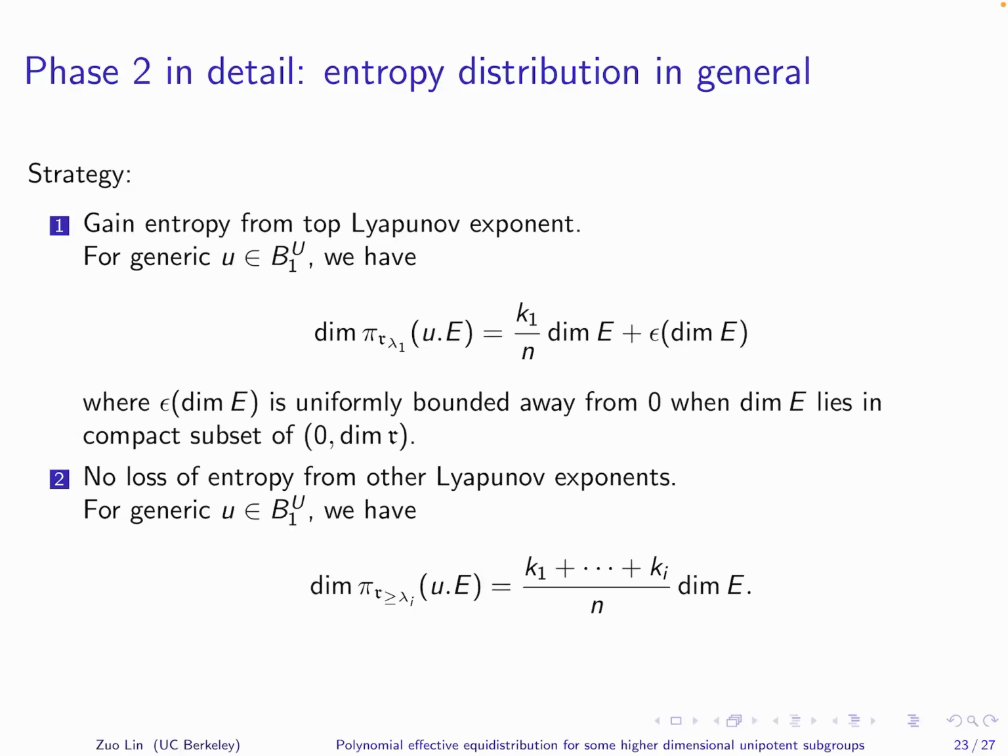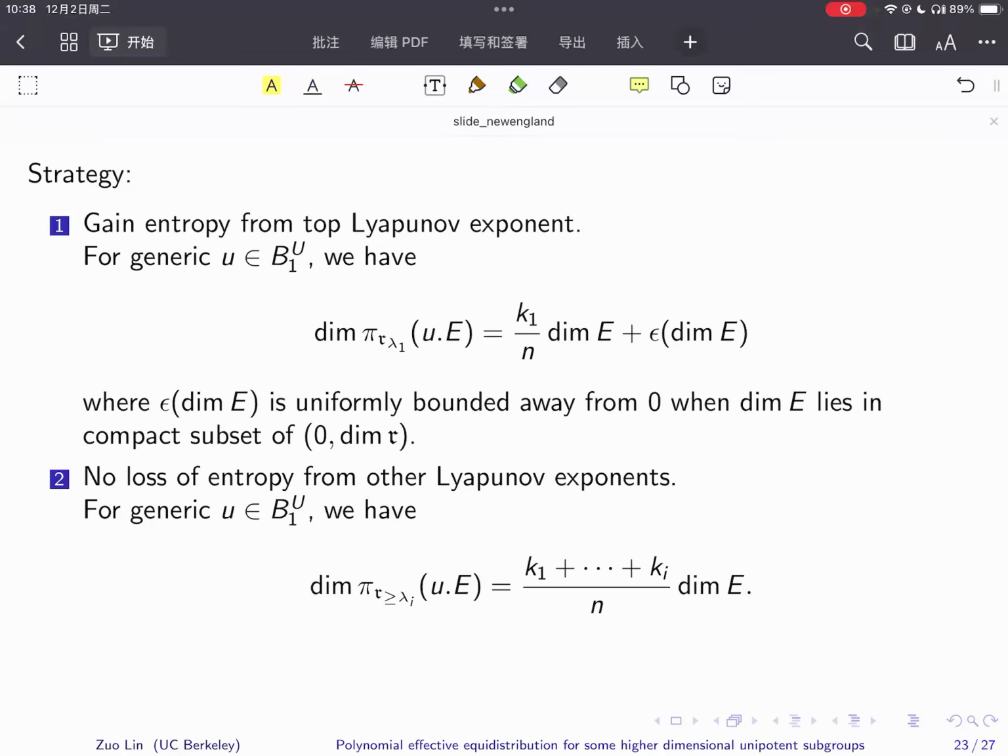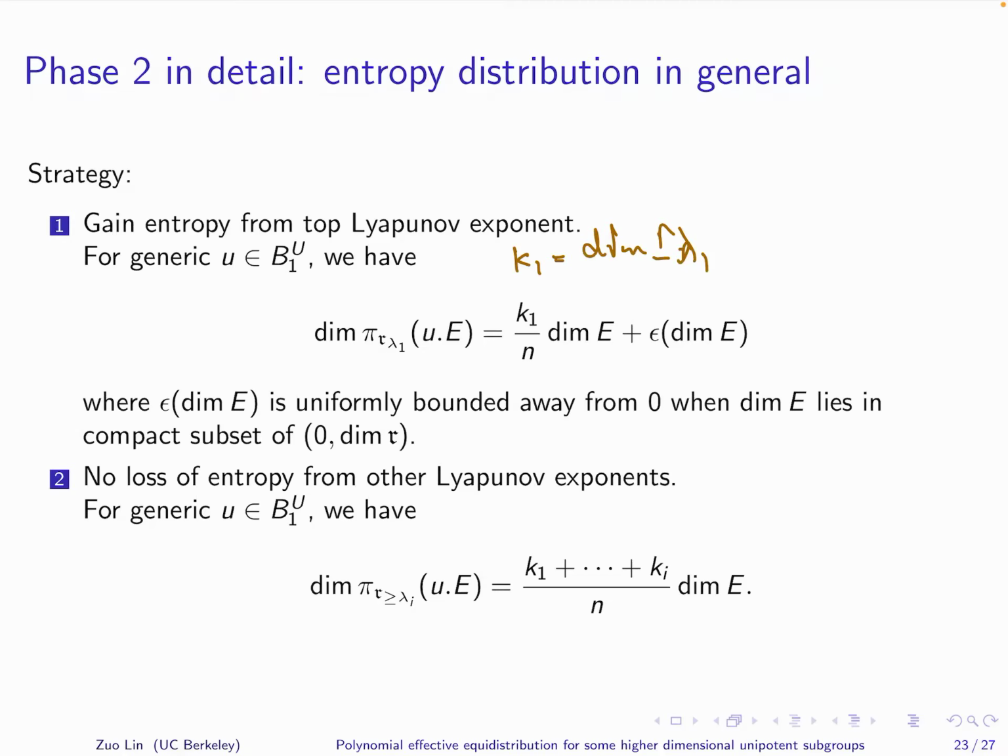So here is the representation again. K1 is the dimension of the weight space of lambda 1, where lambda 1 is your largest eigenvalue. This projection provides something slightly larger than K1 over N of the dimension. I also want to show that the other exponents don't lose too much. For this, I will show that the projections to the other weight spaces will have the corresponding proportion of the Hausdorff dimension.